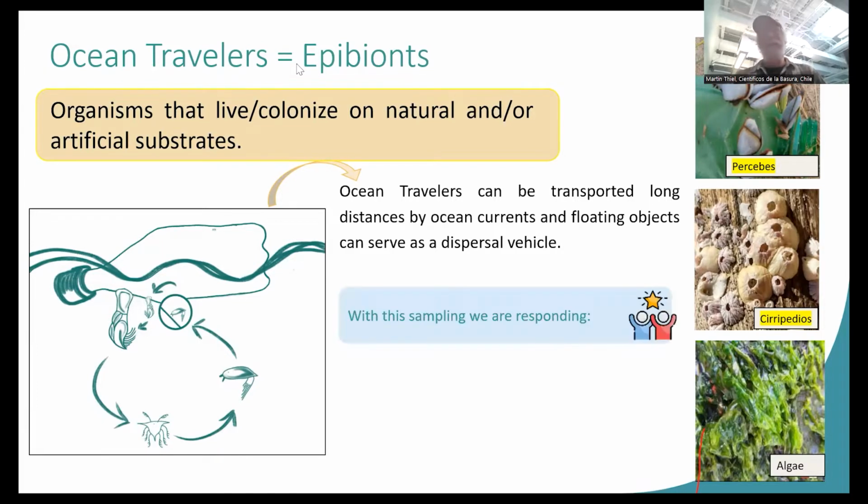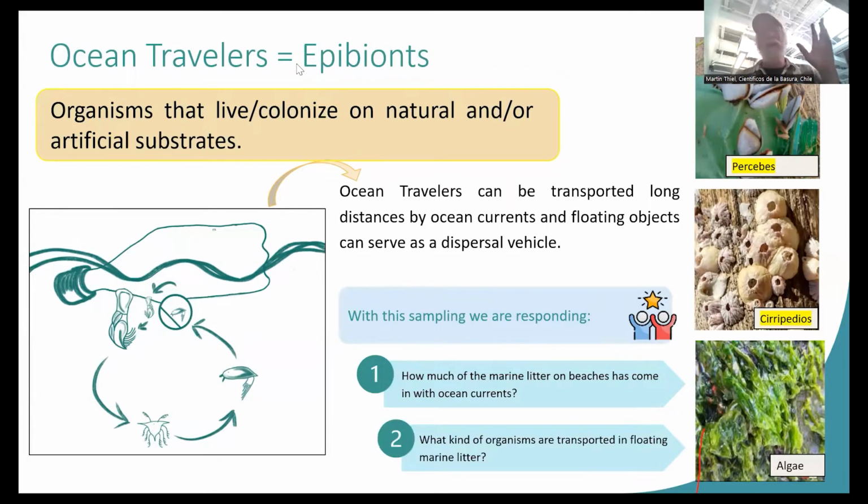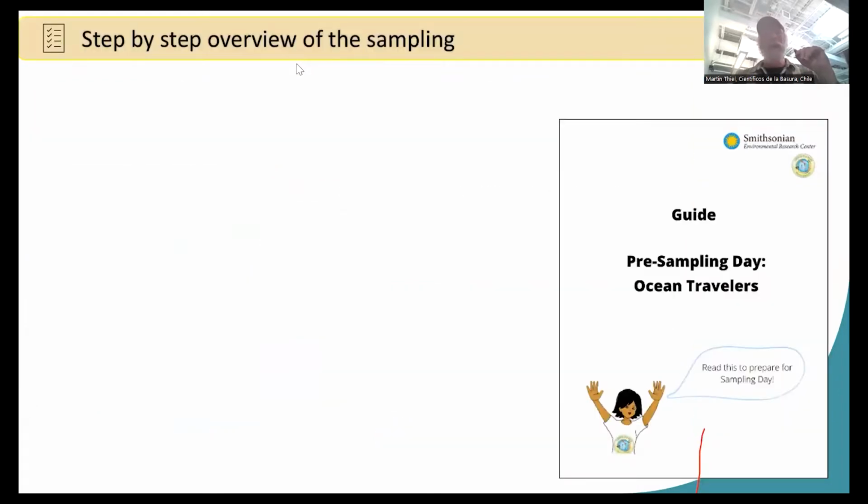So in this sampling that we will be looking at now in more detail, we are focusing on the first two questions that we have seen: how much of the litter on our beach has come with the ocean currents, and who are the organisms that are being transported on this floating litter. So here on this slide, we will look very briefly at the main steps.